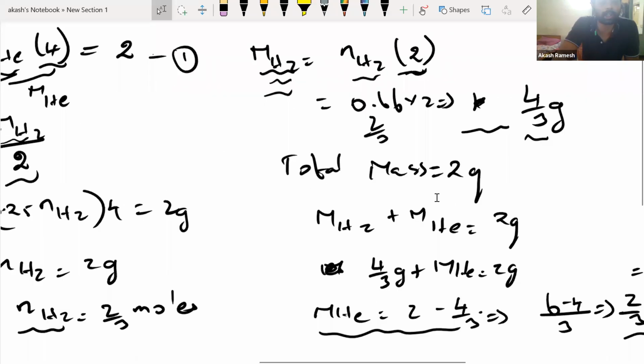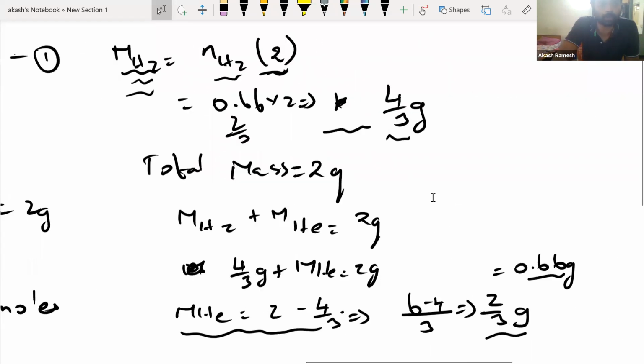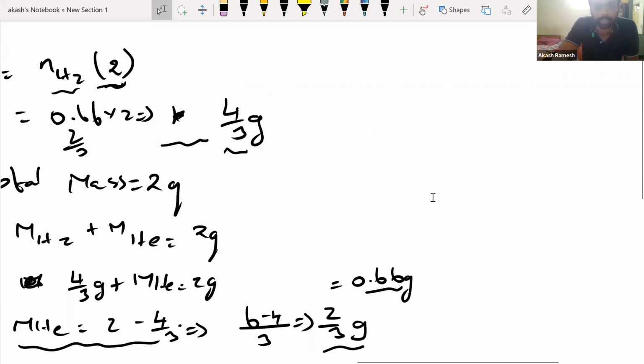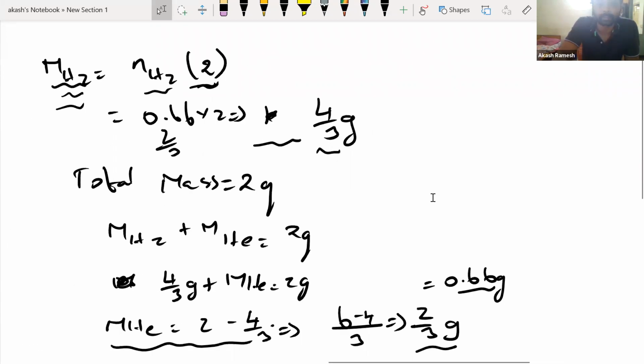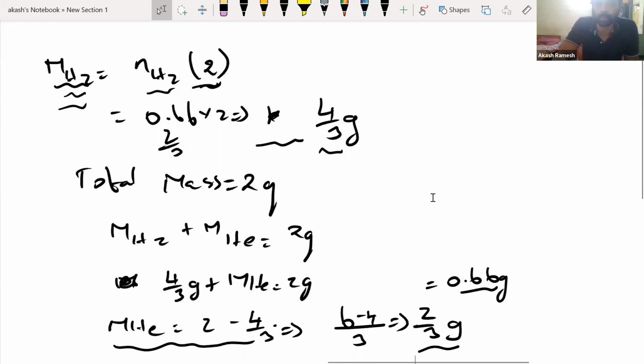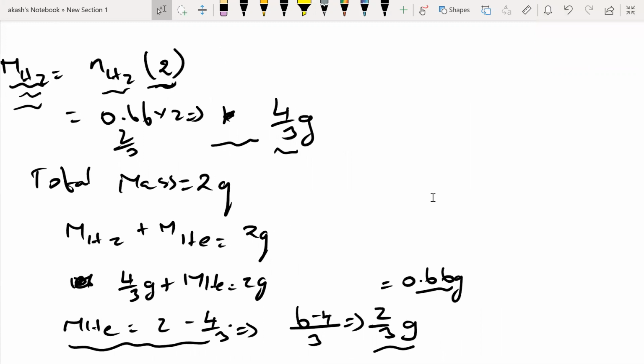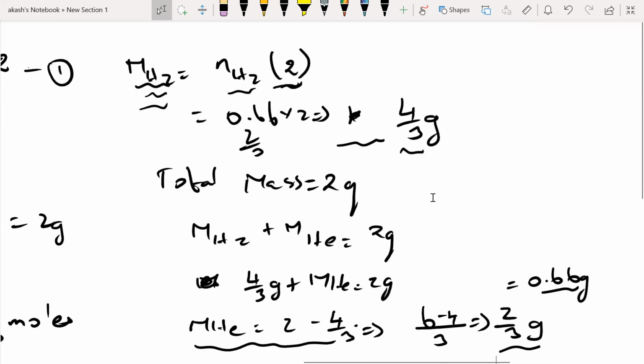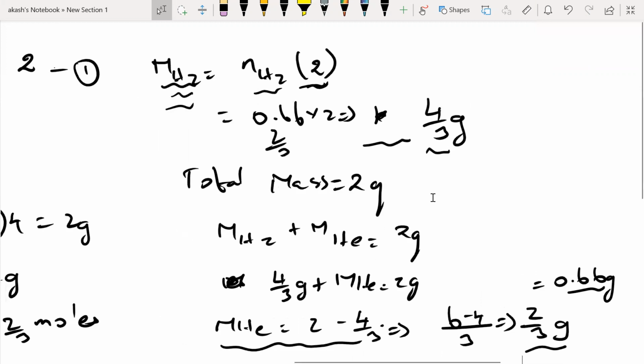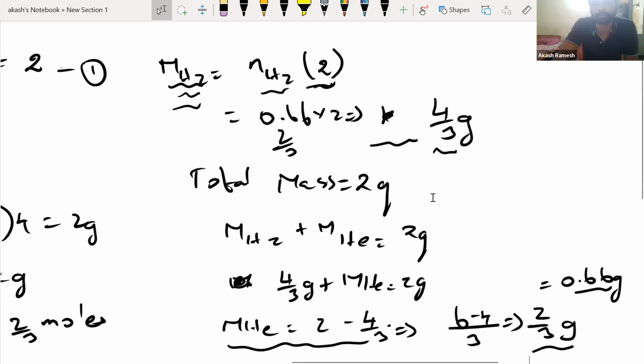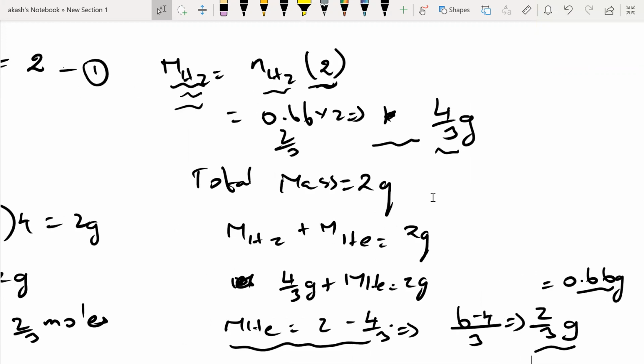Okay, so guys, if you didn't understand any step, please don't mind asking again. Is there anyone who wants to know anything? So the answer is 2 by 3 grams, not 1.6. It is 0.66. Okay. Any questions? Sir, if we multiply that 0.66 into 2, we'll get 1.32 grams. So when we subtract from 2, we are getting 0.68.